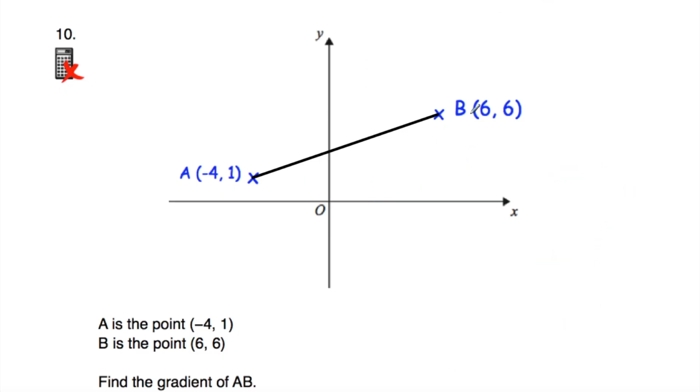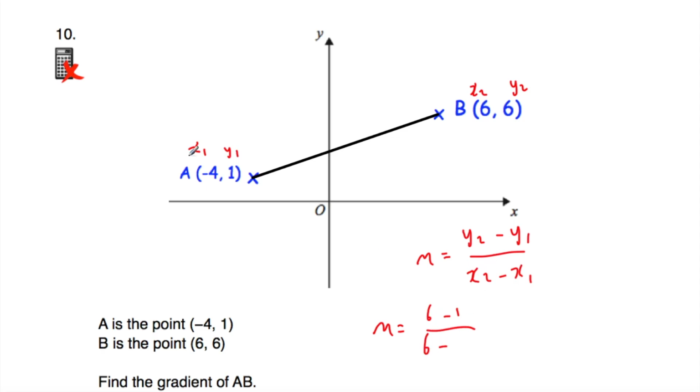So we could label the points x1 and y1 and x2 and y2. And then the formula for the gradient is m is equal to y2 minus y1, the rise, divided by the run, which is x2 minus x1. So let's substitute in the values. So m, the gradient, is y2, which is 6, minus y1, which is 1, divided by x2, which is 6, minus x1, which is minus 4. So we've got 6 minus 1 over 6 minus minus 4.